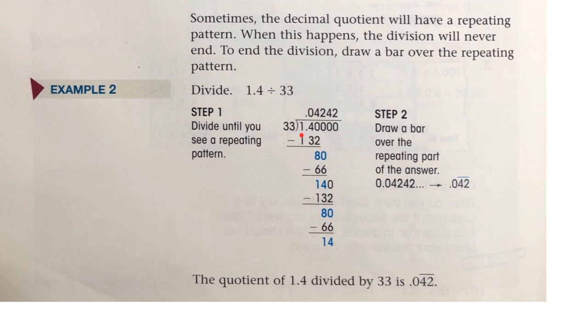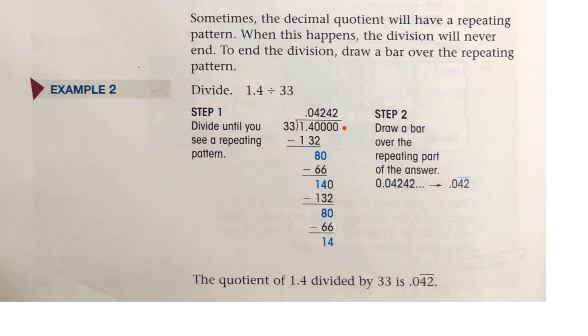So 33 and then 1 and 4/10 is put in the division box. The decimal is put on top of the division box, and then you start dividing. 33 doesn't go into 1, 33 doesn't go into 14, so put a 0 to show that you've moved past the 14. Now 33 can go into 140 4 times. 4 times 33 is 132. 140 minus 132 leaves you with 8.